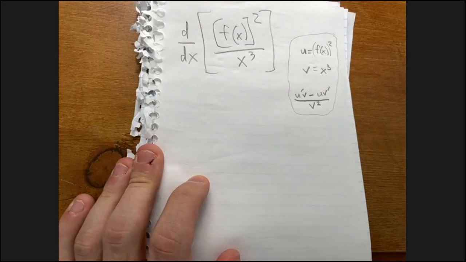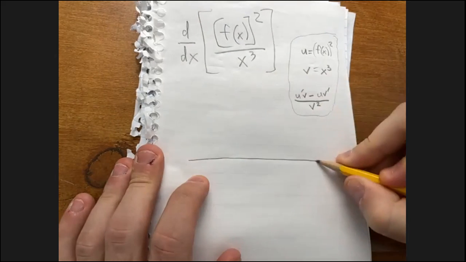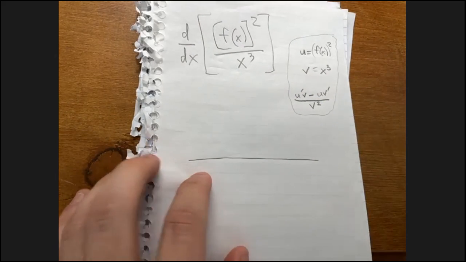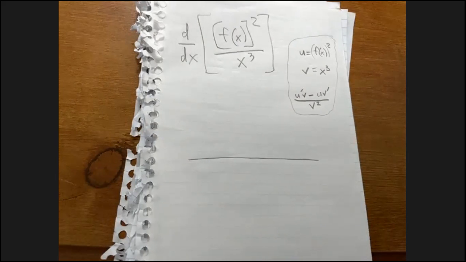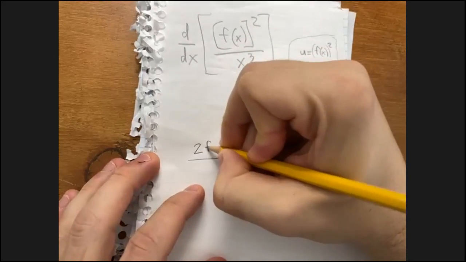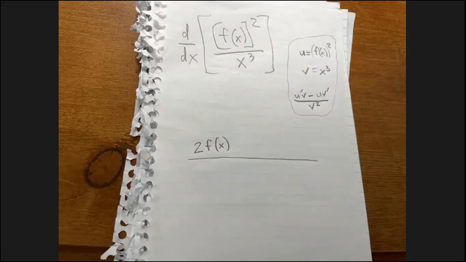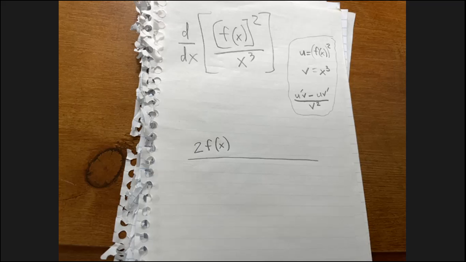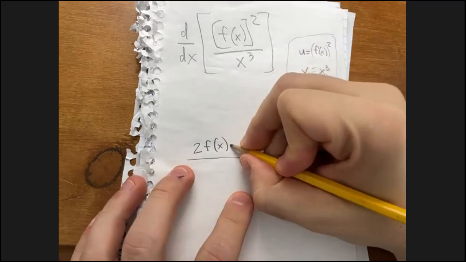Let's do the top. The first thing is u prime. What should I put here for u prime? Is it just 2 f of x? What do you guys think? Is she right? You're very close to being right, but not quite. Something I have to add to this, or actually multiply. You have to multiply by f prime. Yeah, you do.